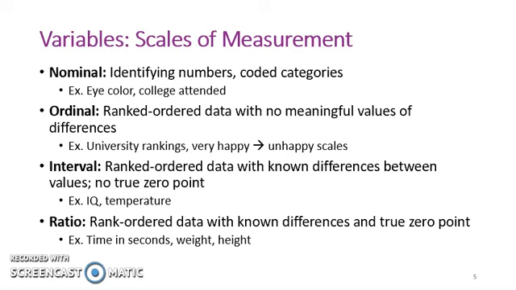Finally, ratio variables are rank ordered with meaningful differences between values, and they do have a true 0 point. For example, time is a ratio variable. When time is at 0, that is the beginning point of whatever is being measured.